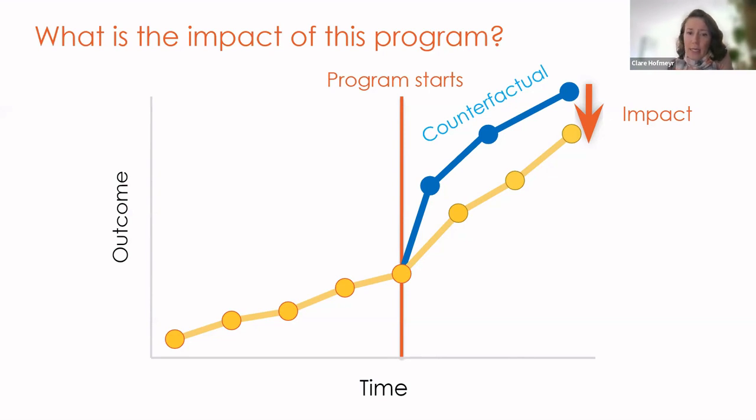And this graph makes it clear that simply seeing an increase in the outcome over time doesn't mean that the program had a positive impact. Accurately constructing or estimating the counterfactual is key to being able to reliably measure the impact of the program. So then, of course, that leads us to the question of how do we do that?